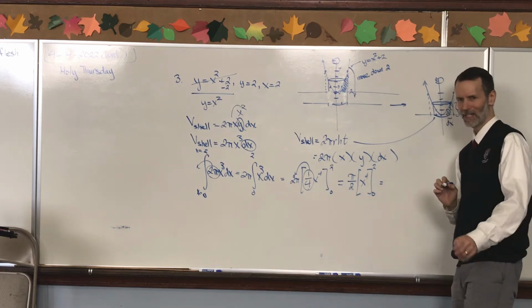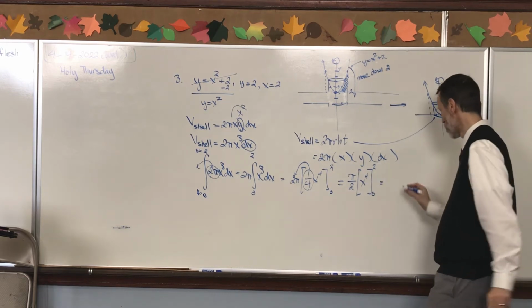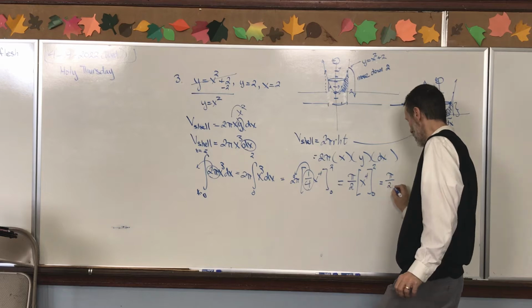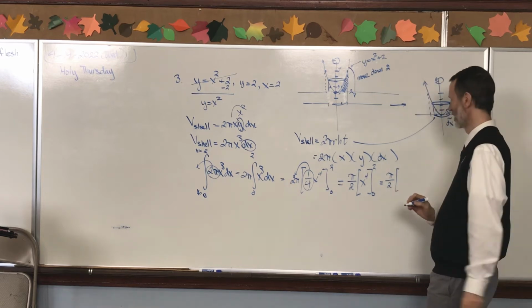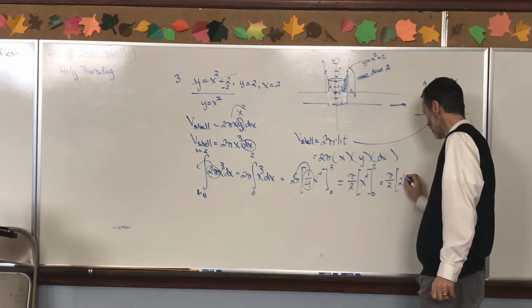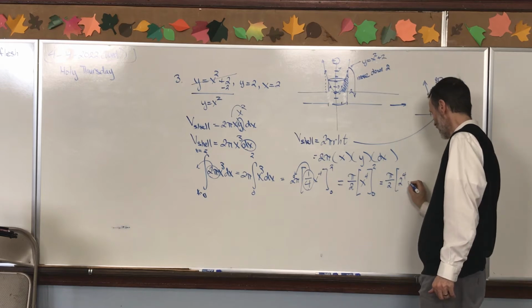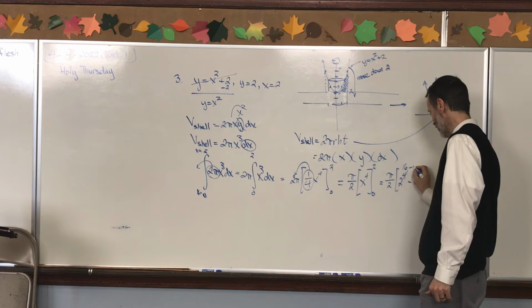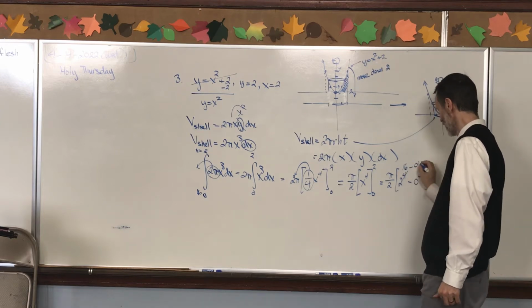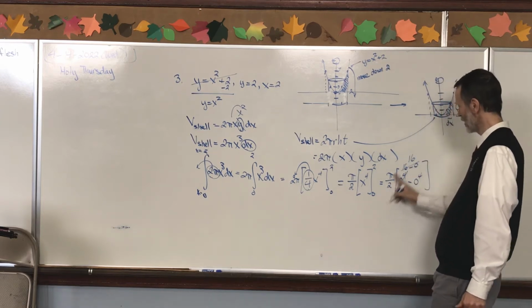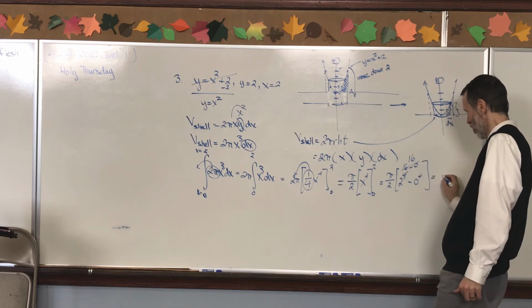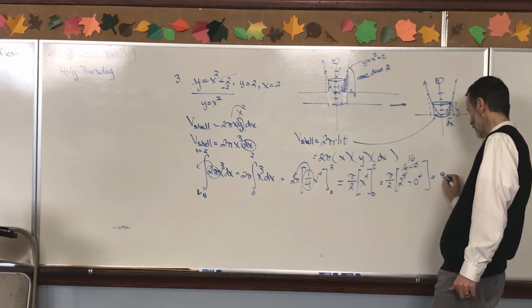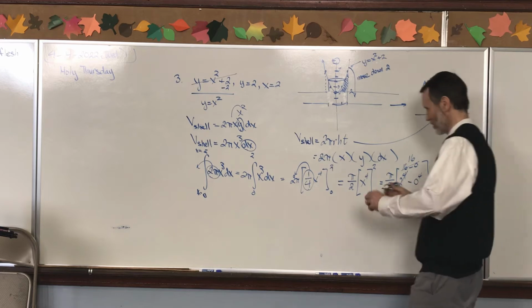Tell me how to do that, John. So, you just plug it in. Right, which one first? So 2 first. So 2 to the 4th, which is 16. Good. Minus 0 to the 4th. So 16 minus 0, better known as 16. Pi over 2 times 16. It's just 16 pi over 2, which is 8 pi. And that is your answer.